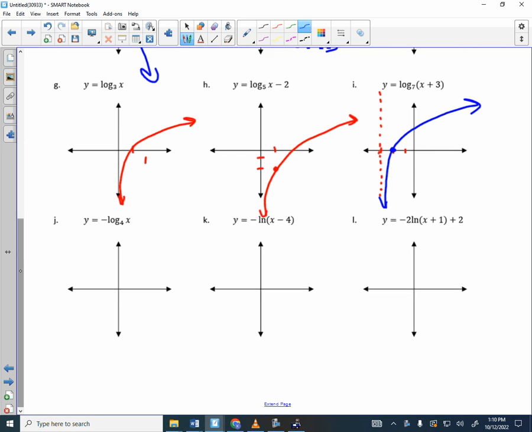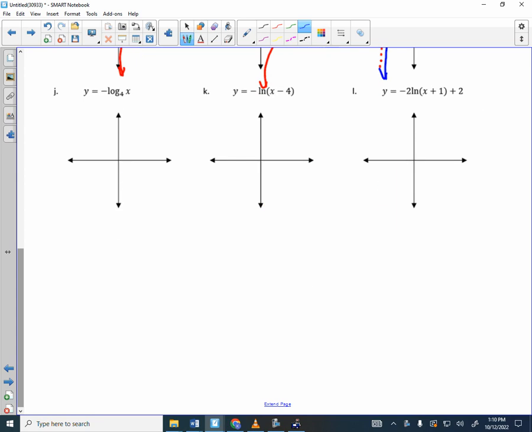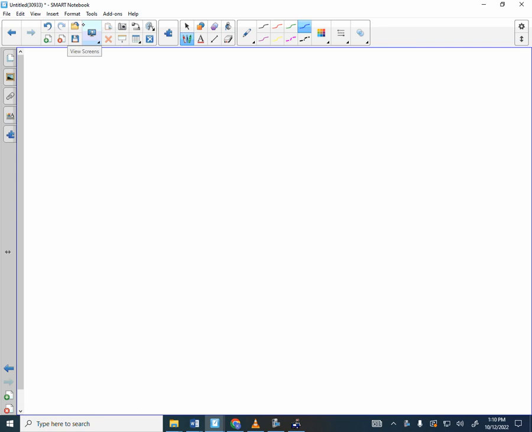And the last one we'll do is letter J. What's going to happen there? It's going to flip, yep. So it's going to start up, and then it's going to finish down like that. Okay. Yeah, if you had log base 4 of a negative x, then it would flip that way. We won't do that.